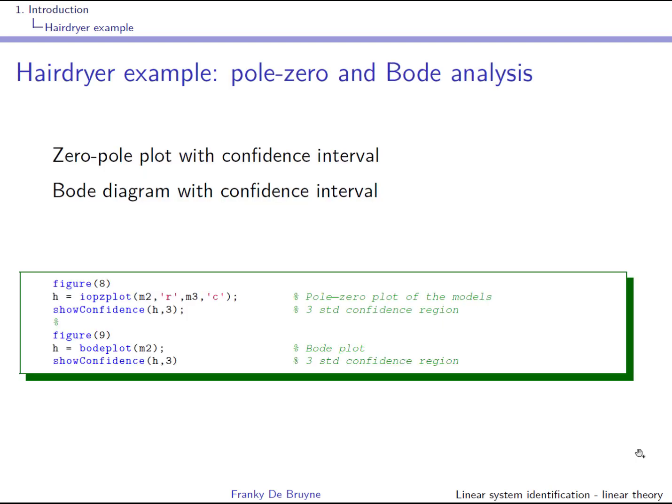So what you can do next when you have identified some models is have a look at the pole zero plots of the models. Identifying these models is really identifying a transfer function. So you have a numerator polynomial and a denominator polynomial, so you can have a look at the zeros and the poles. Again, what you can do is have a look at the confidence interval around the poles and zeros. What can be done next is have a look at the Bode plots of the identified models. And what is nice again is that you can see in the Bode plot the 3 sigma confidence interval region, so that you can know where your Bode diagram has been identified accurately.